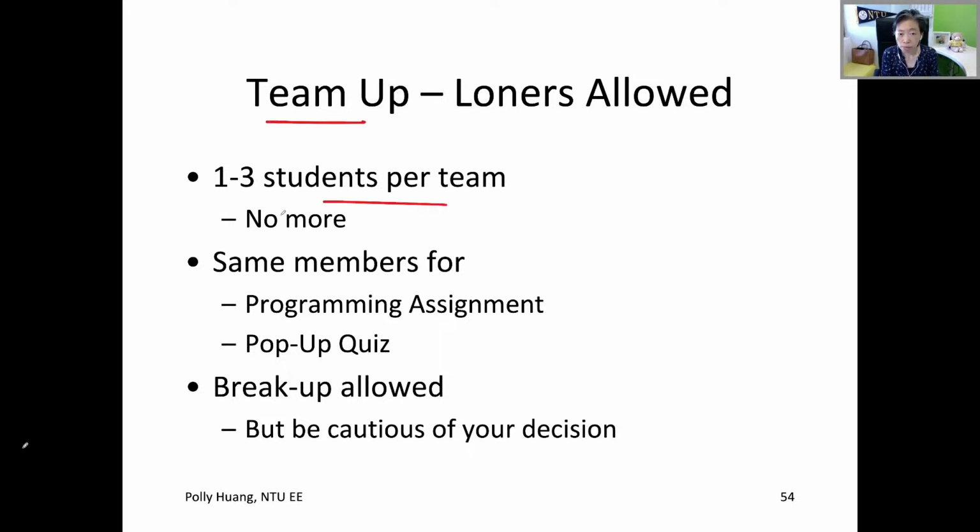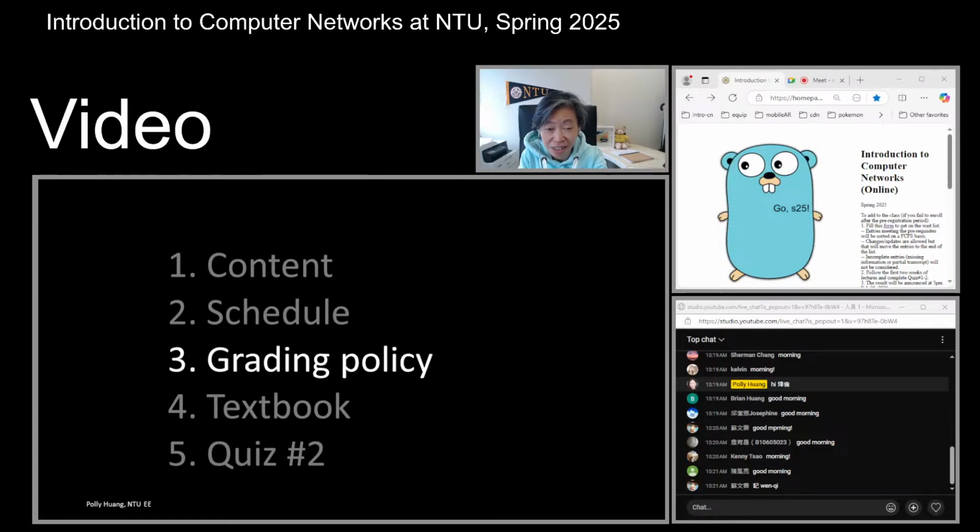So each team will consist of 1 to 3 members. This is in case you are a loner, and 3 is the absolute maximum. But the same group of people, you'll be working with through the semester for these assignments. Now, every now and then, some students will ask to break up, and that is allowed. All right, so that's the overview.